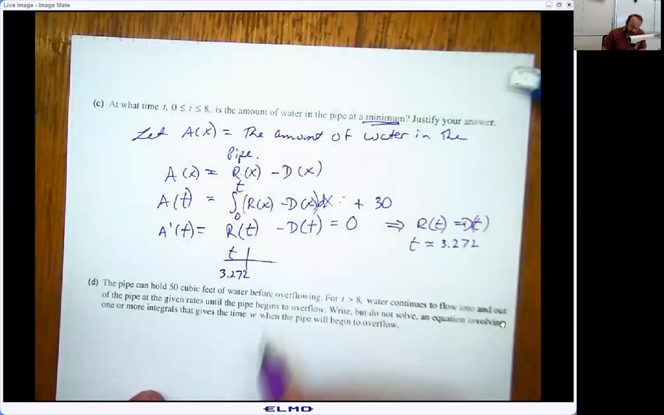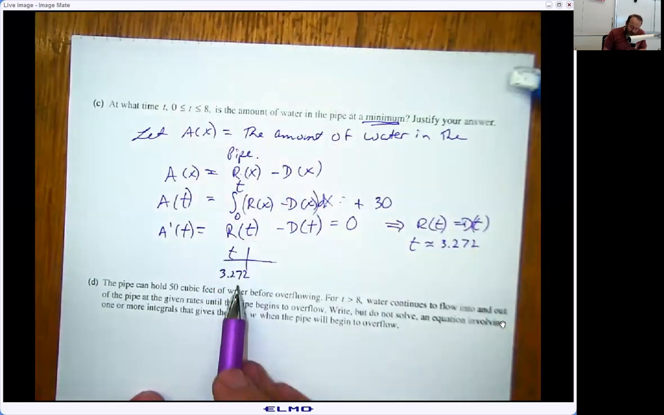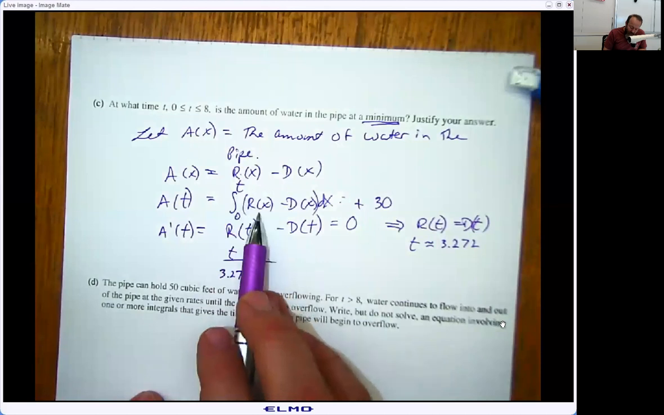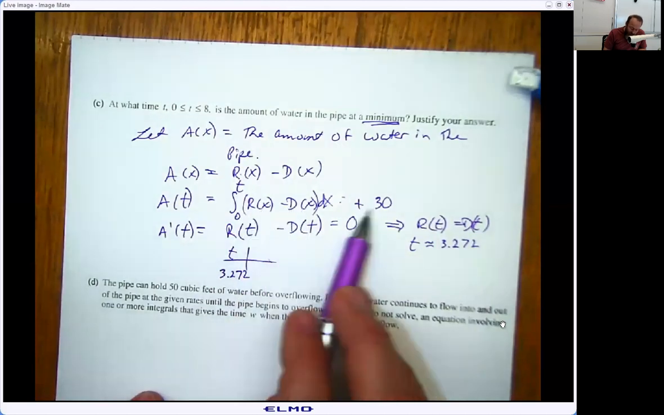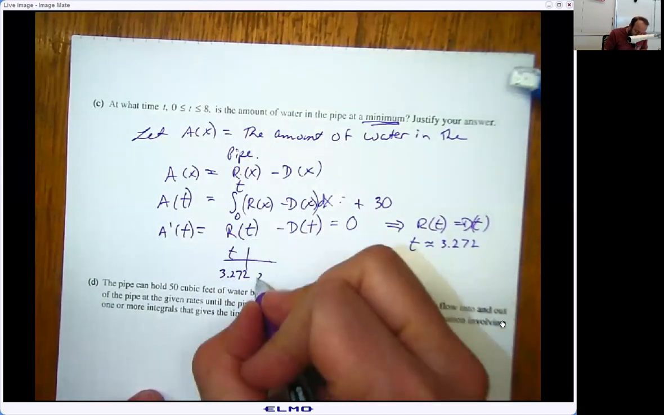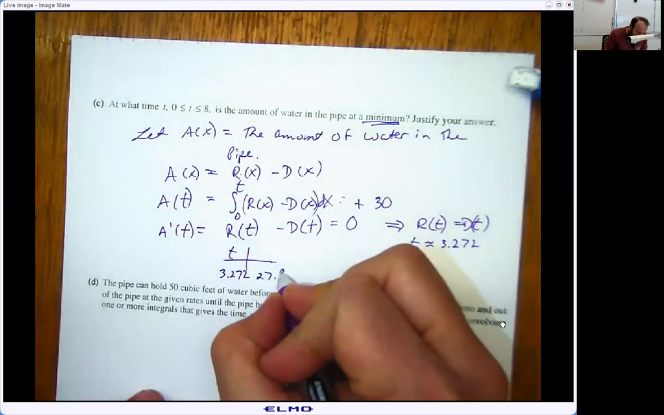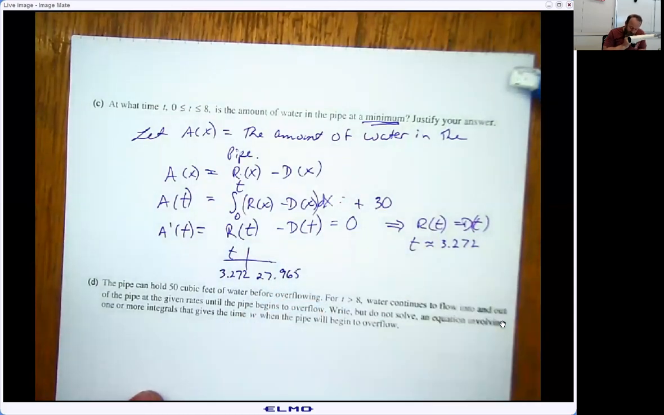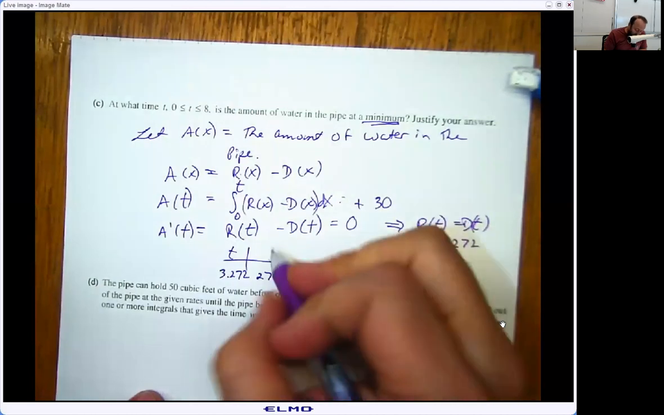The integral from 0 to 3.272 of r of x minus d of x plus this 30. And when I did that, I got 27.965 cubic feet of water. And this is the amount of water.